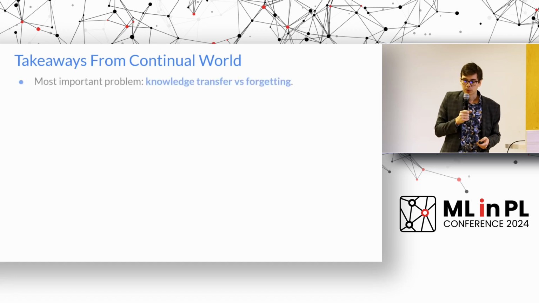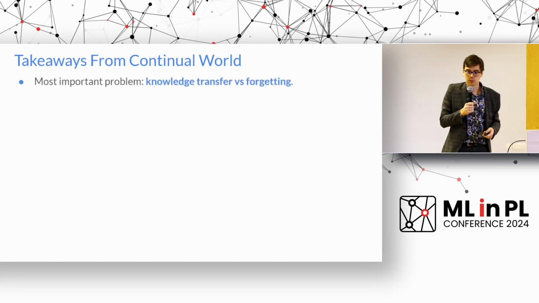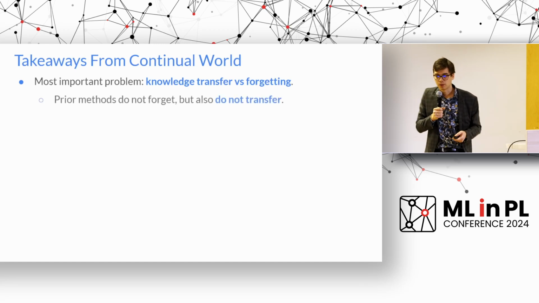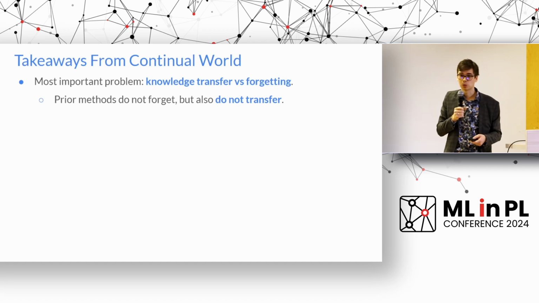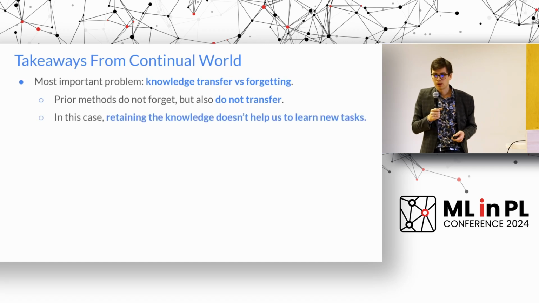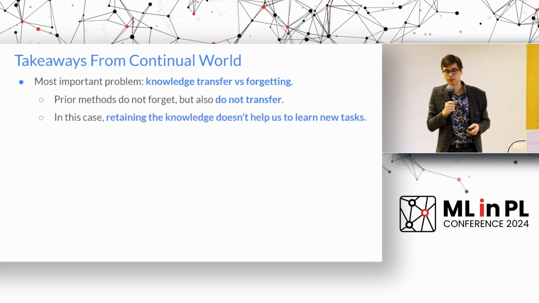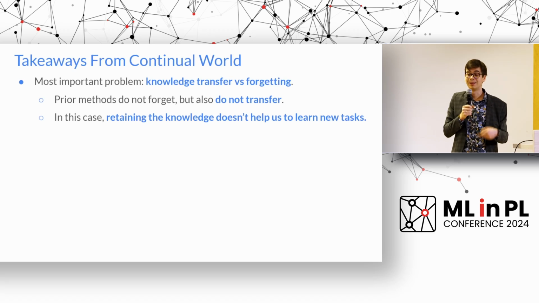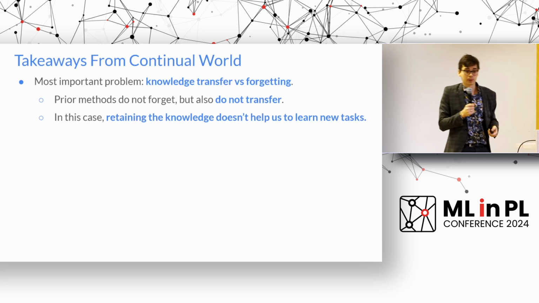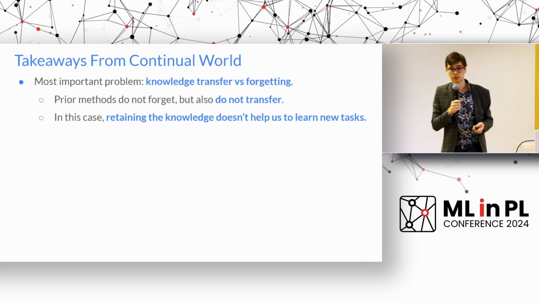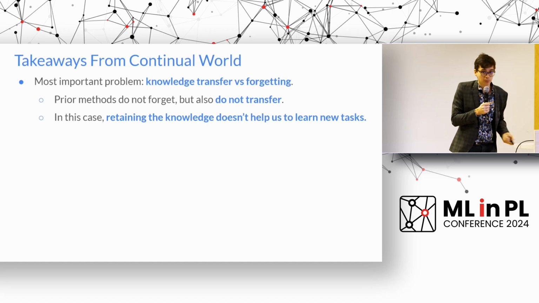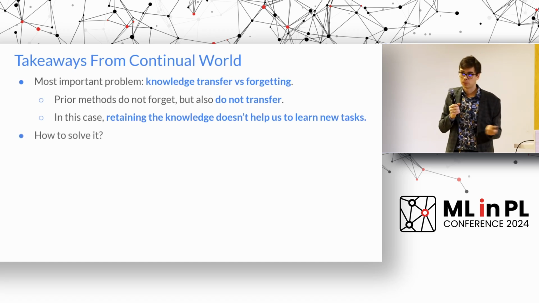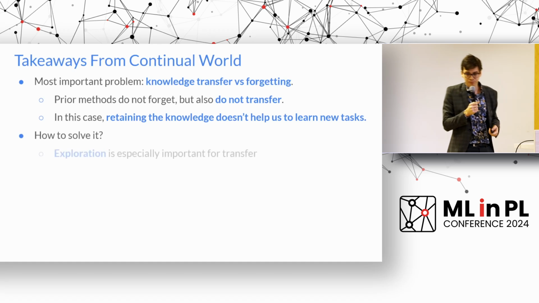So what we found out is that there is this huge tension between knowledge transfer and forgetting. The continual learning methods that we tested were able to stop forgetting, but at the same time, they also stopped any kind of transfer. This basically meant that even though we were able to retain the knowledge, this knowledge didn't help us to really learn the new task any better than if we were to train on them from scratch, which again kind of defeats the purpose of fine-tuning. So, now the question is how to solve this.